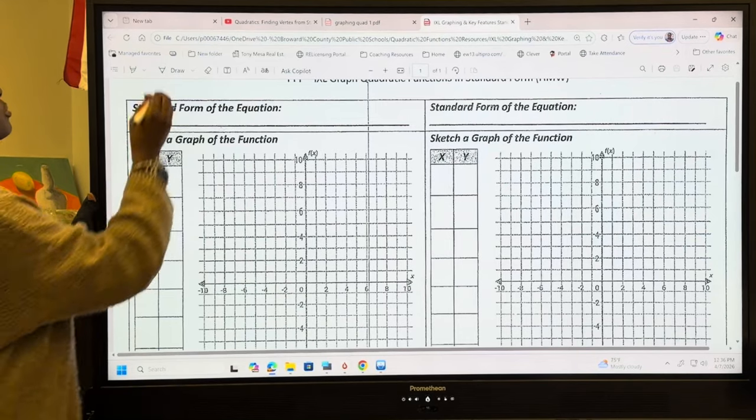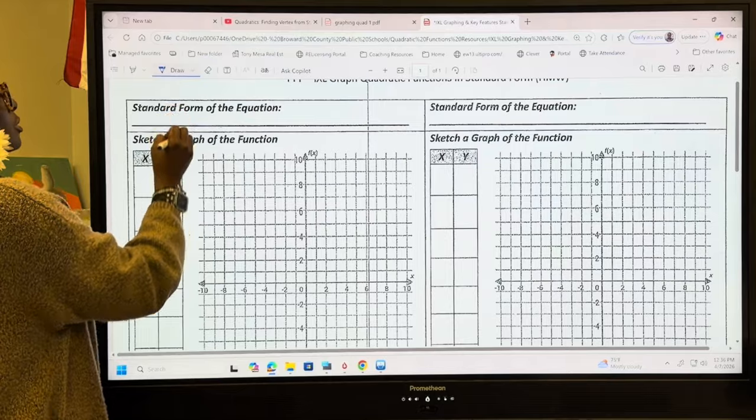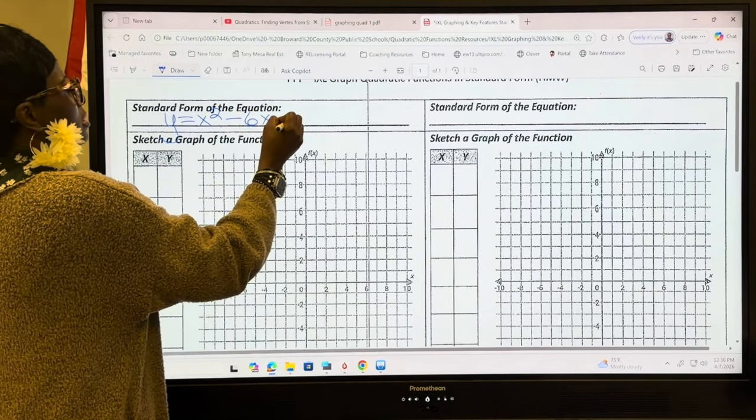First, what was the rule? Y equals x squared minus 6x plus 8.